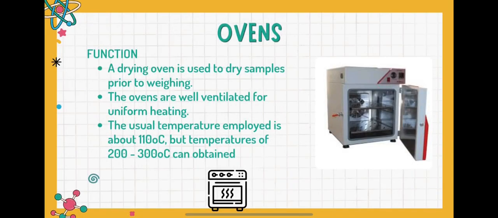Oven's function. A drying oven is used to dry samples prior to weighing. The ovens are well ventilated for uniform heating. The usual temperature required is about 110 Celsius, but temperatures of 200 up to 300 Celsius can be obtained.